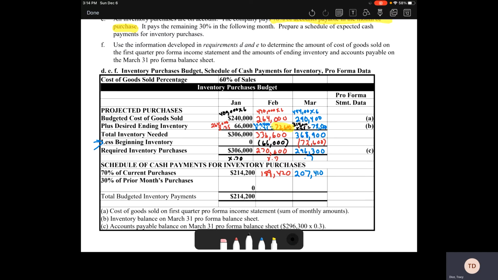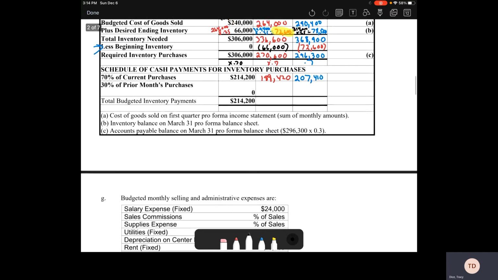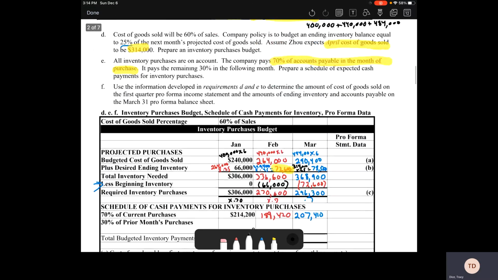So if we look at January, we're just going to do that down here. In January, we made $306,000 worth of purchases. We only paid off $214,200. That means we're paying off the rest of it in February, because they tell us it pays the remaining 30% in the following month.